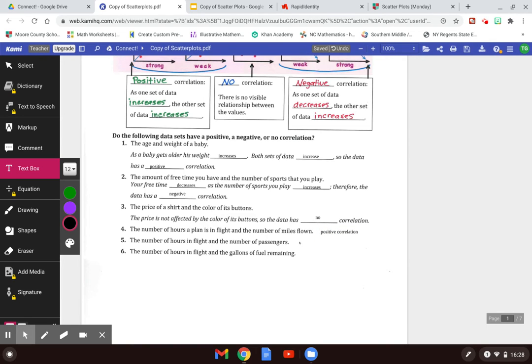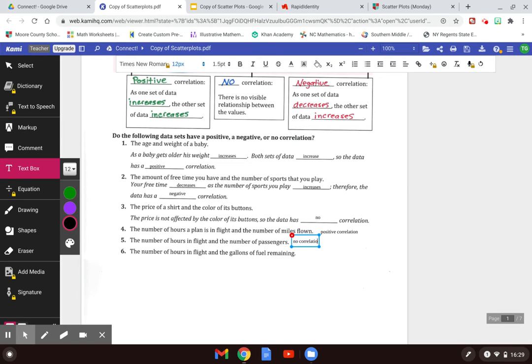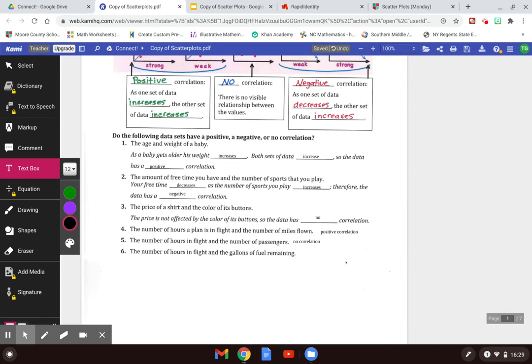All right, the next one says the number of hours in flight and the number of passengers. Does the amount of time in flight really get affected by the number of passengers? No, it is not. You can have 10 on board or you can have 50 on board. The number of hours in flight would still be the same. So this is going to be no correlation, because one is not really affected by the other.